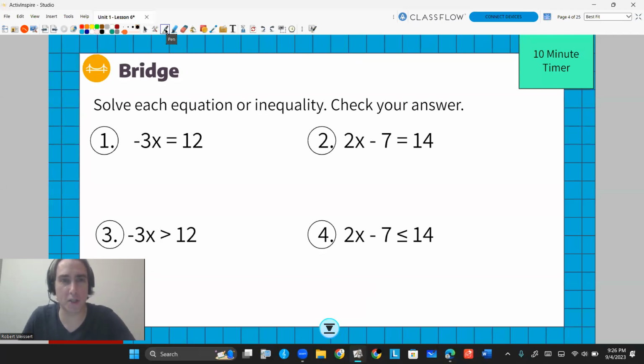Okay, for the first question, you have the equation negative 3x equals 12. And for this one, you do want to divide both sides by negative 3. And so when you solve that out, you're going to get 12 divided by negative 3, and that's going to end up being negative 4.